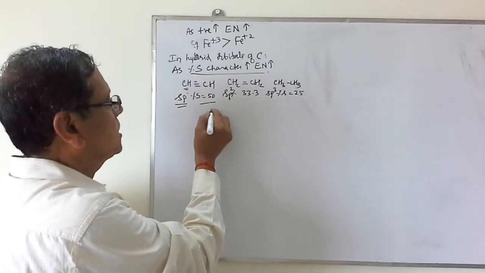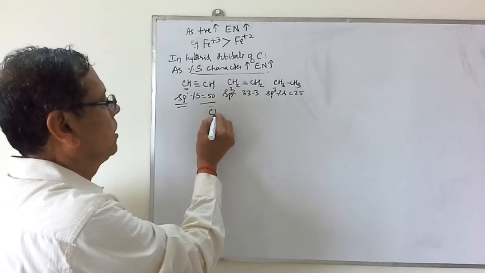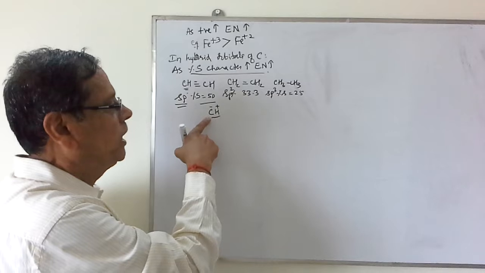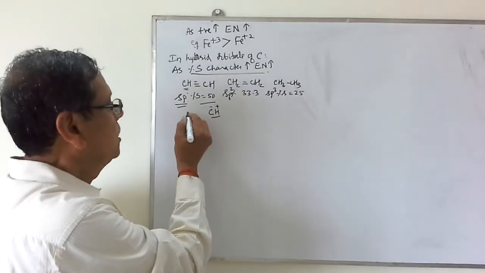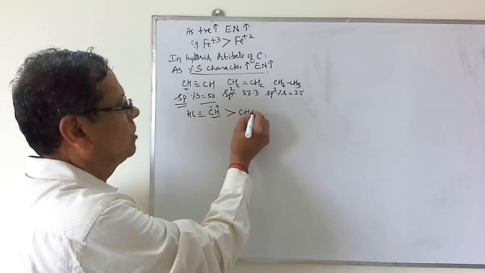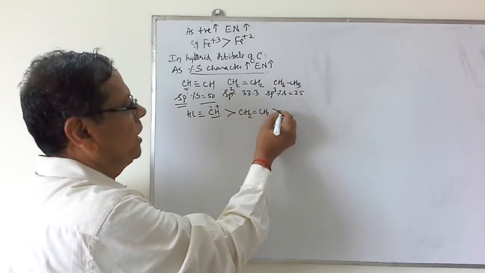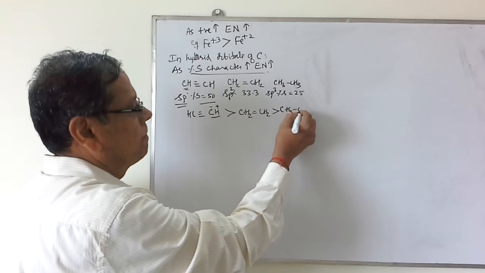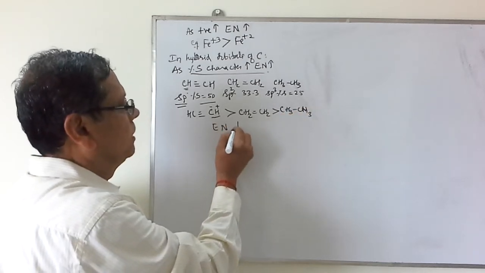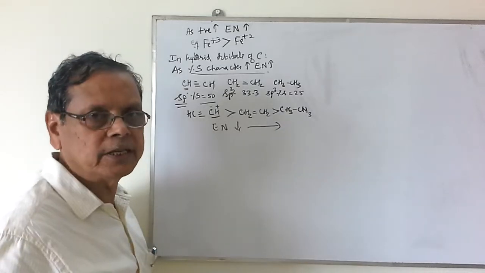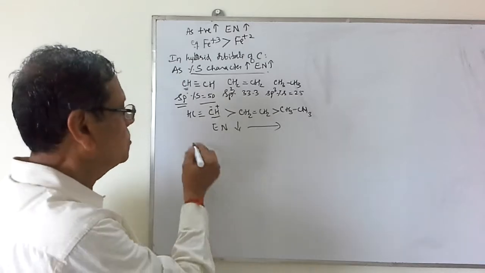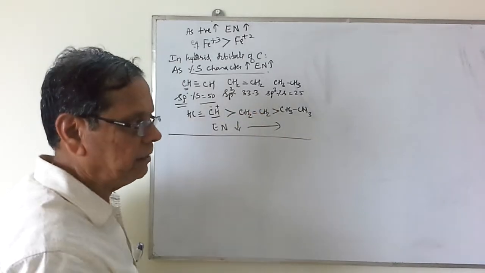That's why the carbon atom containing this hydrogen is acidic in nature, because of the more electronegative nature of the carbon atom. So CH triple bond CH is more electronegative than CH2 double bond CH2, which is more electronegative than CH3. Electronegativity decreases from CH triple bond CH to CH2 double bond CH2 to CH3. So this you have to remember in case of electronegativity.